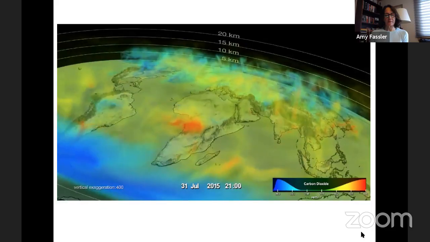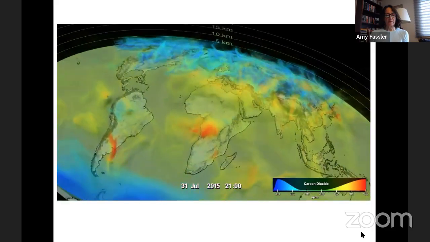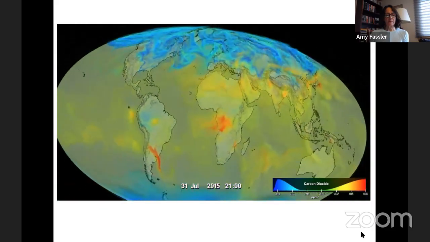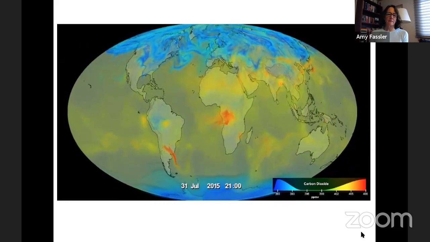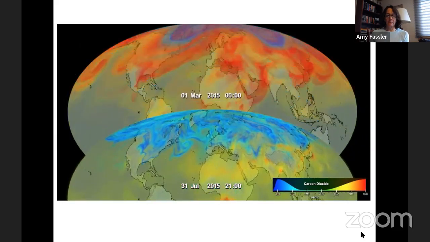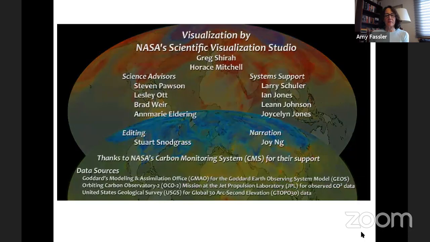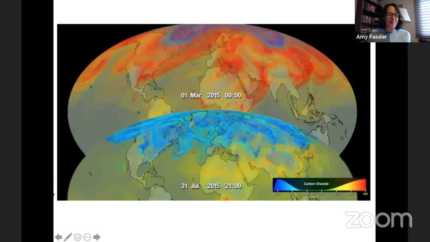The growth and decay of vegetation in northern lands cause the seasonal change in atmospheric carbon dioxide seen here between March and July. While seasonal changes in vegetation growth control CO2 on monthly timescales, human activities govern long-term carbon dioxide trends. I'm sorry, I'm going to back this up just a little bit so we can see that image stopped here. So I want to make sure that you understand.